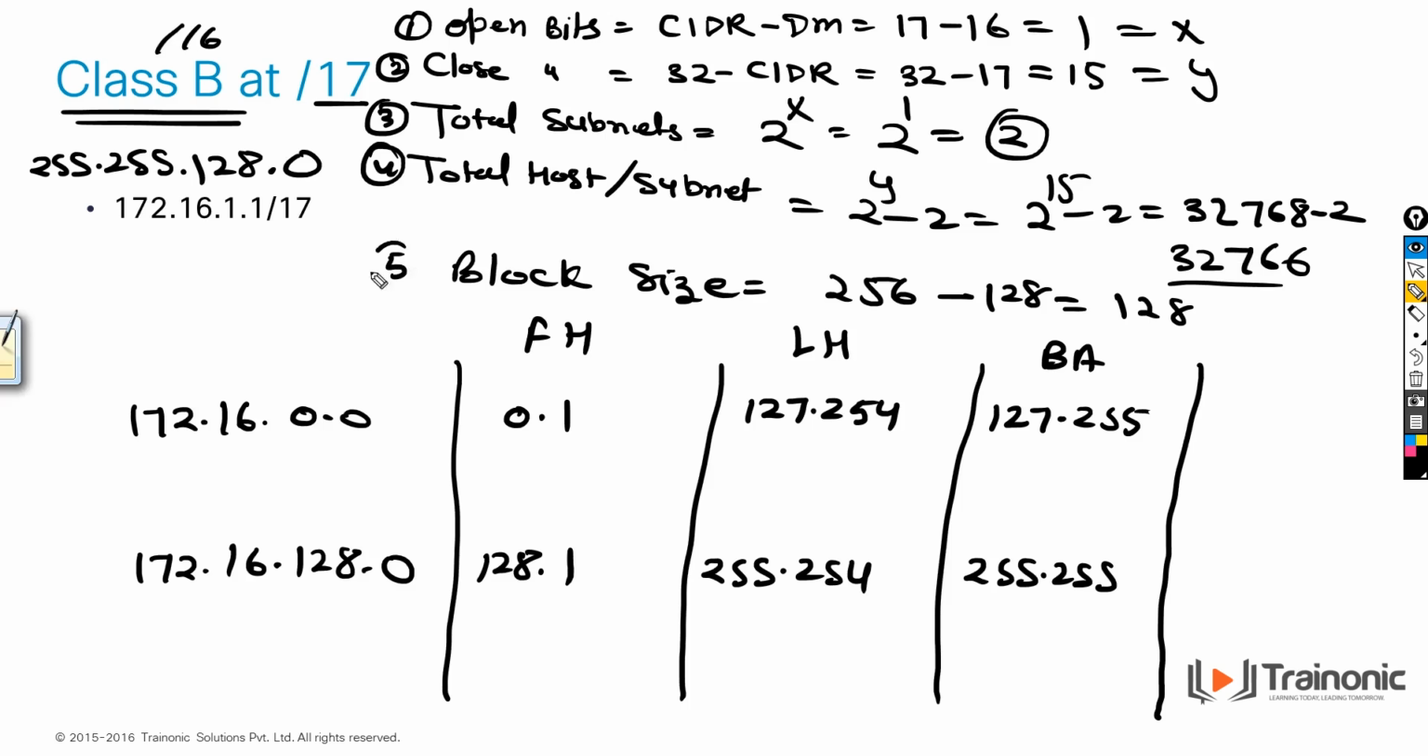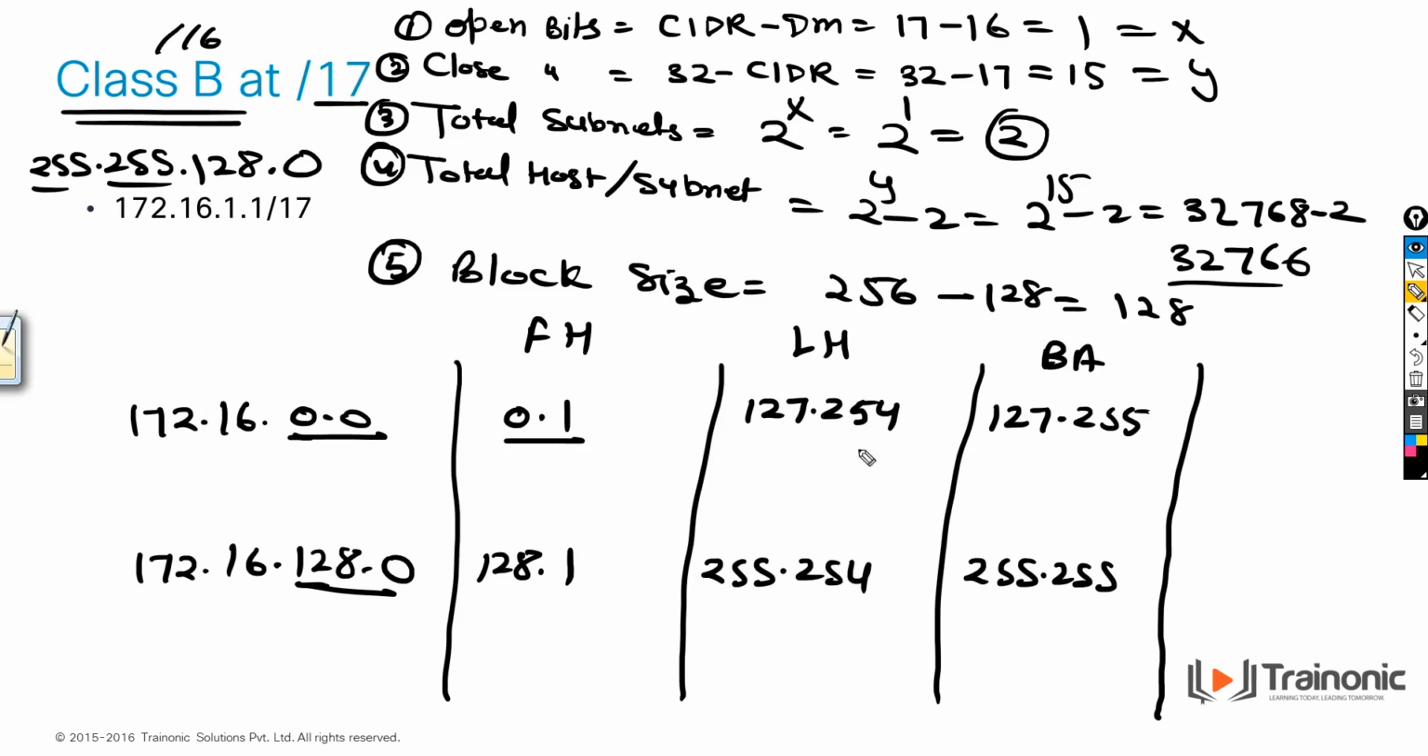Now we have to get the block size. Block size is 256 minus 128. Why 128? Because 8 plus 8 plus 1 is 17. When one bit is on, its decimal representation is 128. That's why 128. Now our block size is 128. We are changing in the third octet. First it will start with 0, next is 128.